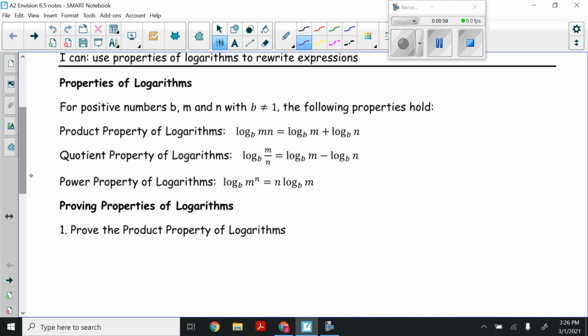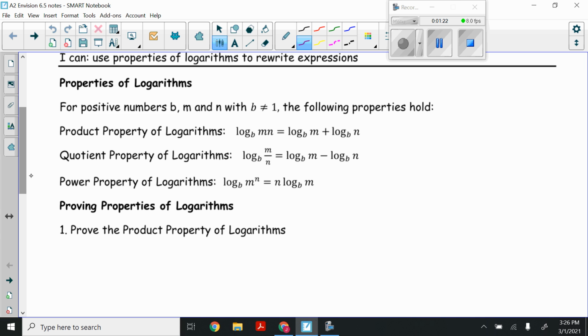And then the power property of logarithms tells me that the log base b of m to the nth power is equal to, so my exponent comes out in front of my logarithm, so that would equal my exponent n times log base b of m. So first we're going to prove some of these properties. Don't worry, we're not going to do proofs like geometry proofs. We're not looking at two-column proofs.